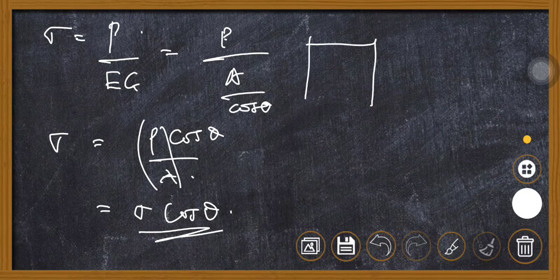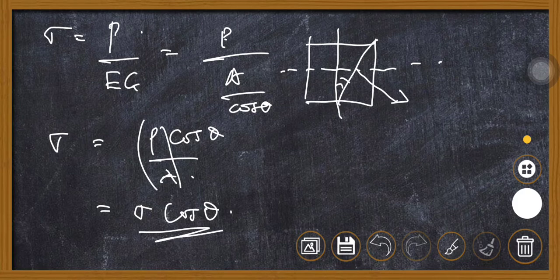Let me draw the material back. This is the oblique section. The stress that we calculated here is acting along this x-axis. But the problem is that in an oblique section, unlike a normal plane, an oblique plane carries two stresses. One stress will be perpendicular to the plane.